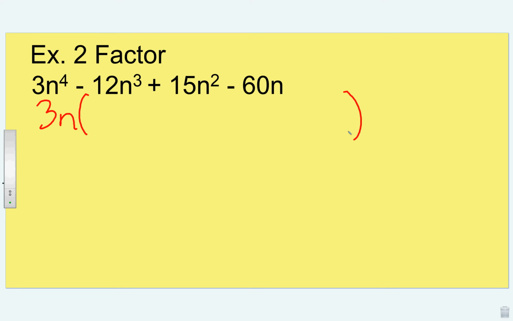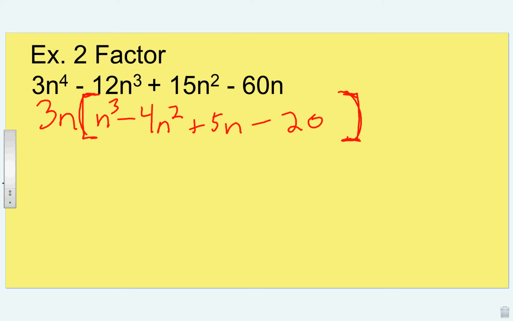yep, n to the third minus plus 5n minus 20. Okay, and I almost want to do brackets, and you'll see why in a second, right? Because now, what am I going to do?